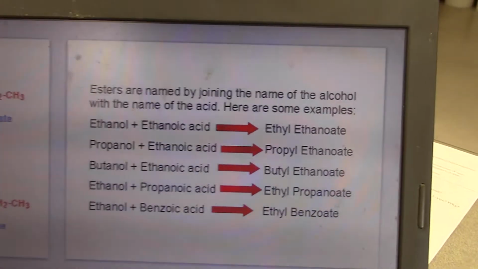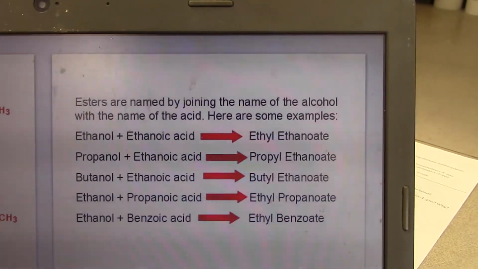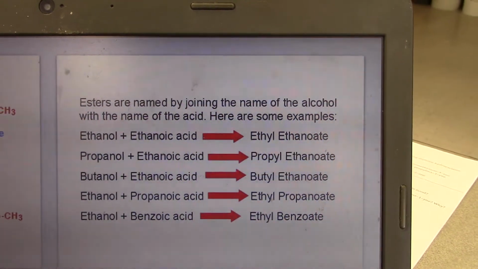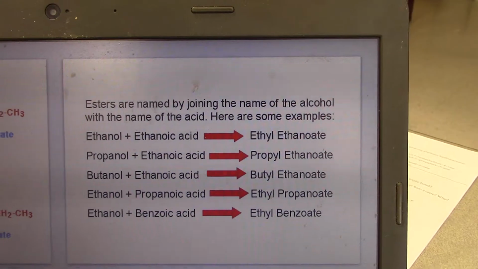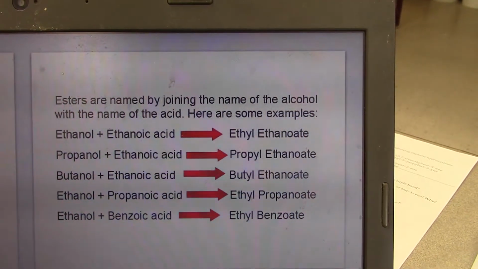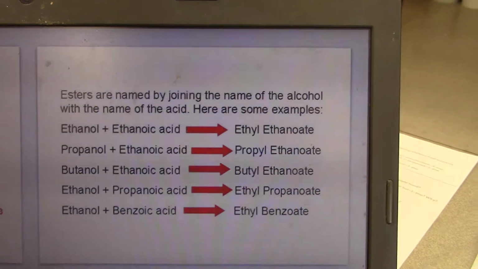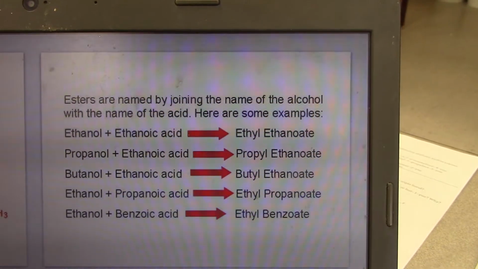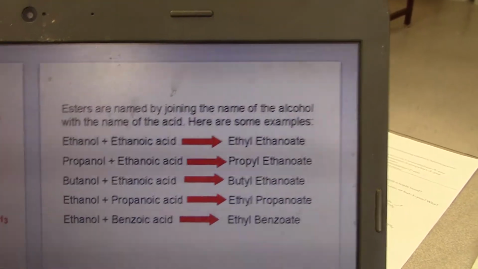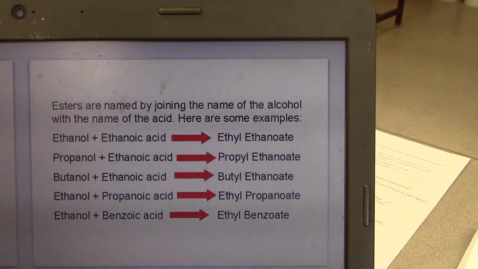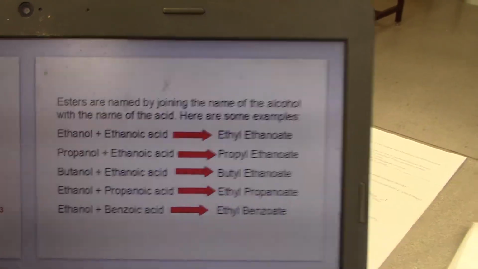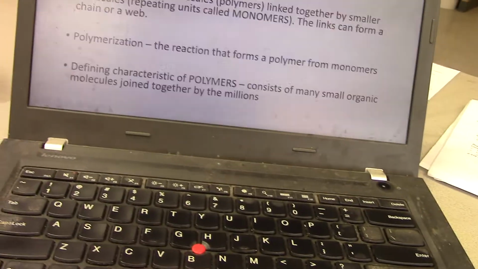So here's how we name esters. Ethanol plus ethanoic acid makes ethyl ethanoate plus water. Propanol plus ethanoic acid makes propyl ethanoate, and then water will be on the end of that as a product as well. So you get the drift. The alcohol becomes YL. So whatever butanol is will become butyl, or whatever alcohol it is will become alkyl. And then the oic acid becomes OATE. Those are all the notes on esters, but let's look at some examples.